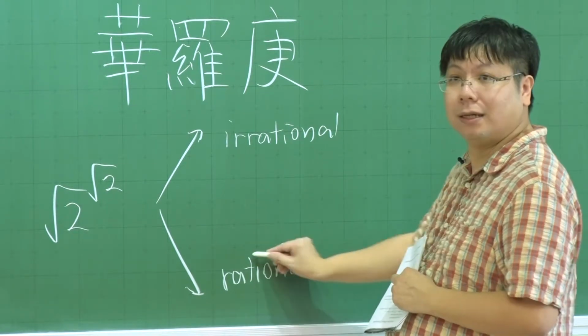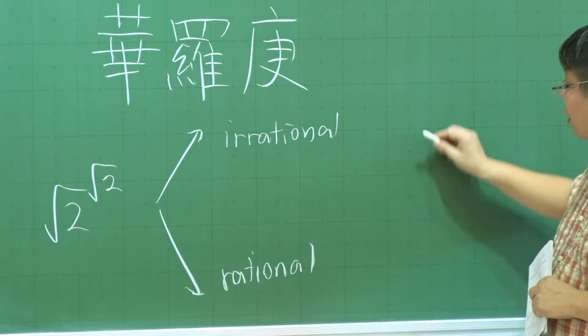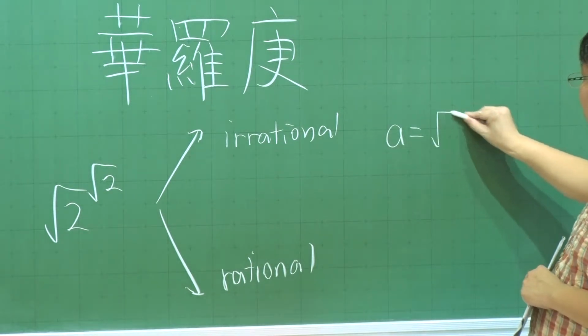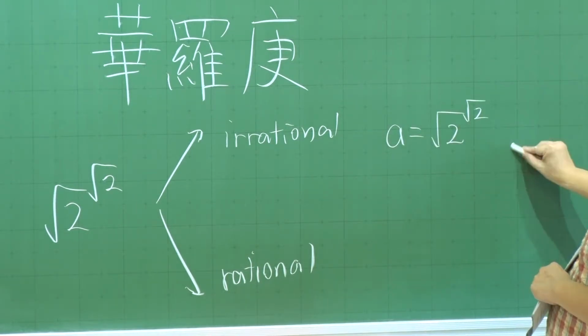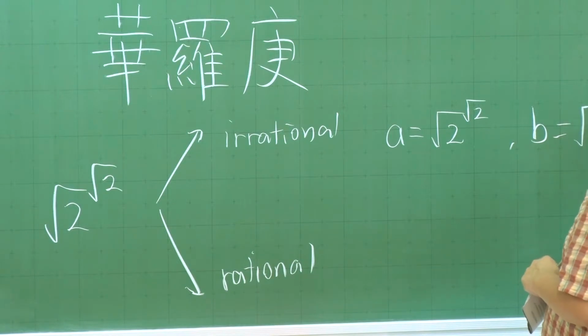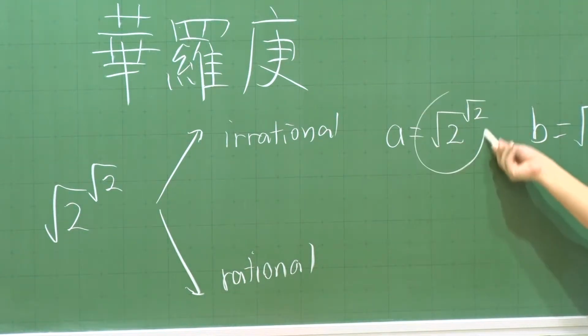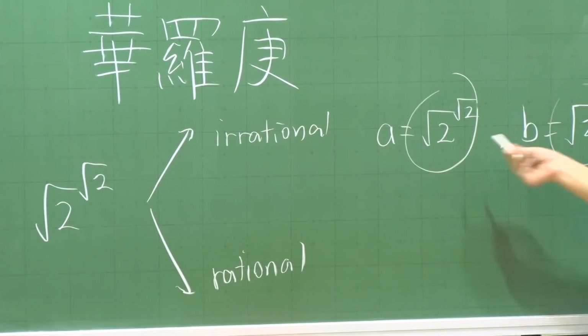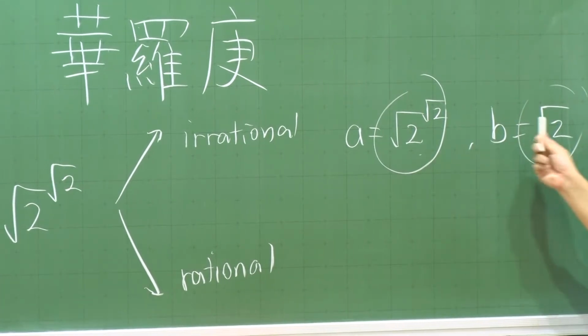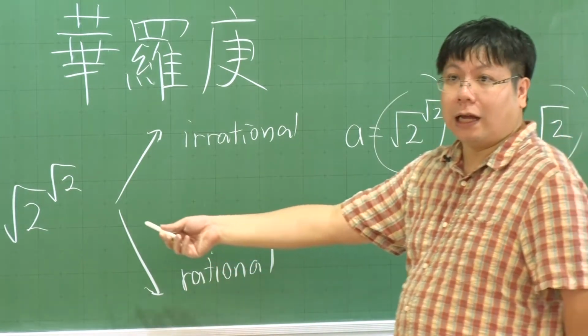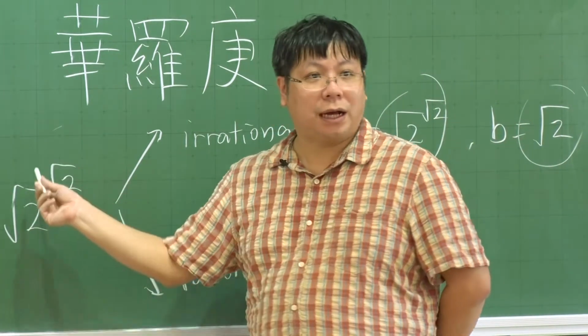Is that okay? Now, if this is irrational, I will set A to be square root 2 to the power square root 2. I will set B to be equal to square root 2. Then you will have this one to this power. This is irrational. To the power irrational becomes rational. Is that okay?